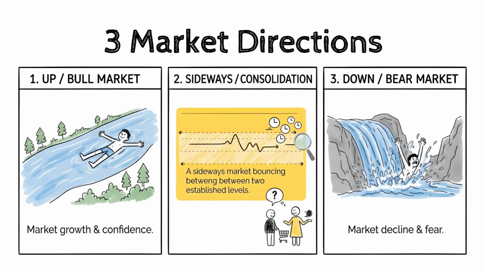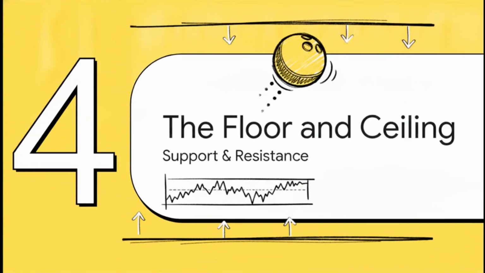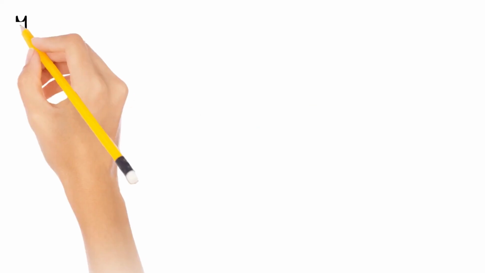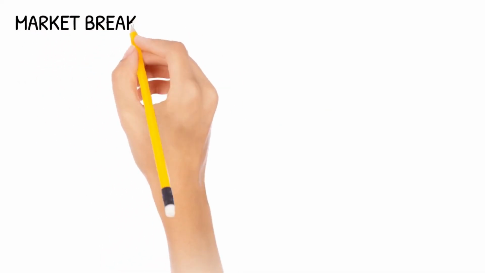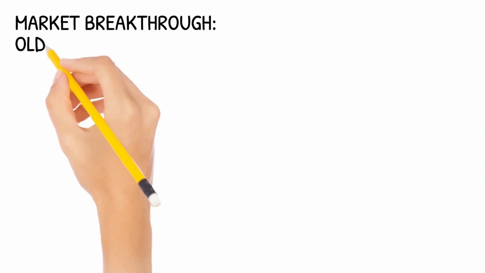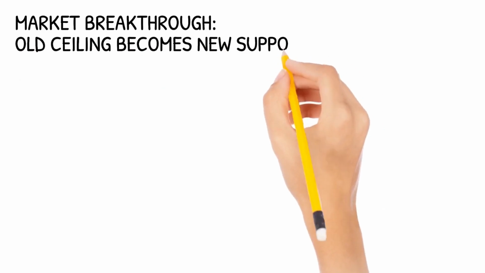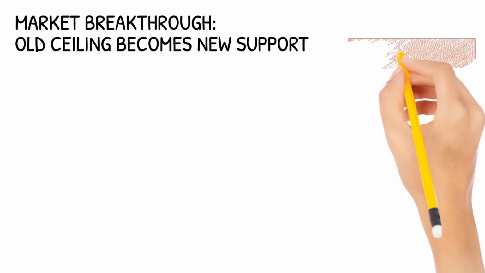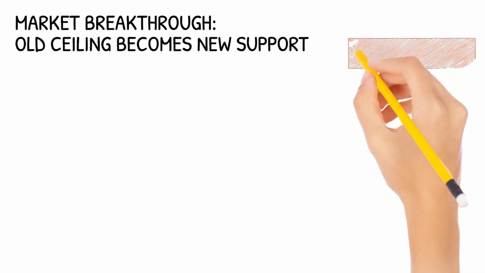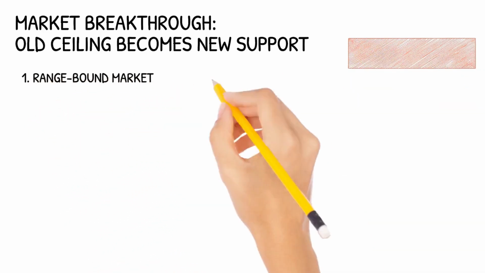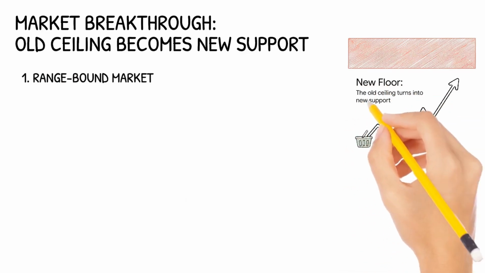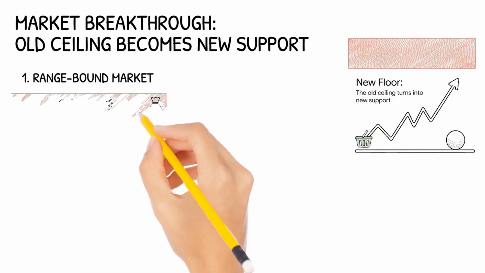That leads us perfectly into part 4, the floor and ceiling. What's really fascinating about this concept is how that state of consolidation maps perfectly to a physical object, kind of like a bouncing rubber ball trapped inside a room. The floor of our room is called support. This is a specific price level where buyers consistently step in, thinking, wow, this stock is a great deal, which stops the price from falling any further.